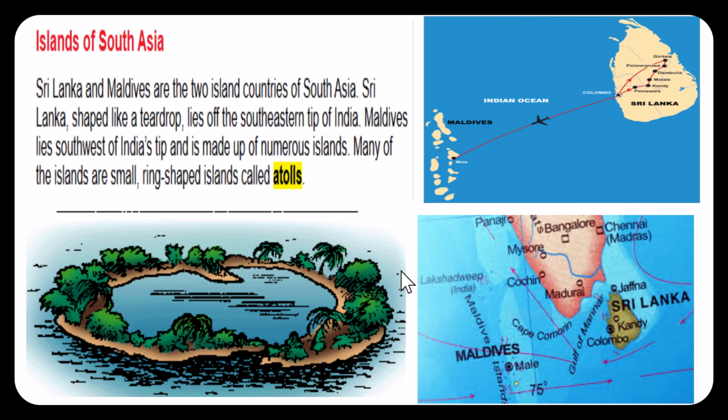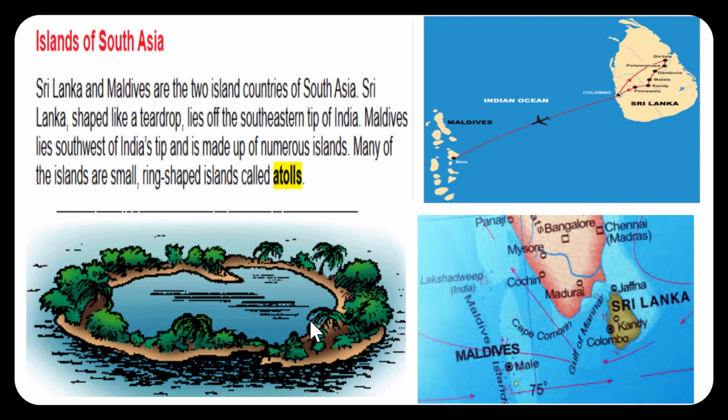Islands of South Asia. Sri Lanka and Maldives are the two island countries of South Asia. Sri Lanka, shaped like a teardrop, lies off the southeastern tip of India. Maldives lies southwest of India's tip and is made of numerous islands, and you can see that pictured here. Many of these islands are small, ring-shaped islands called atolls, and you can see what an atoll looks like here.